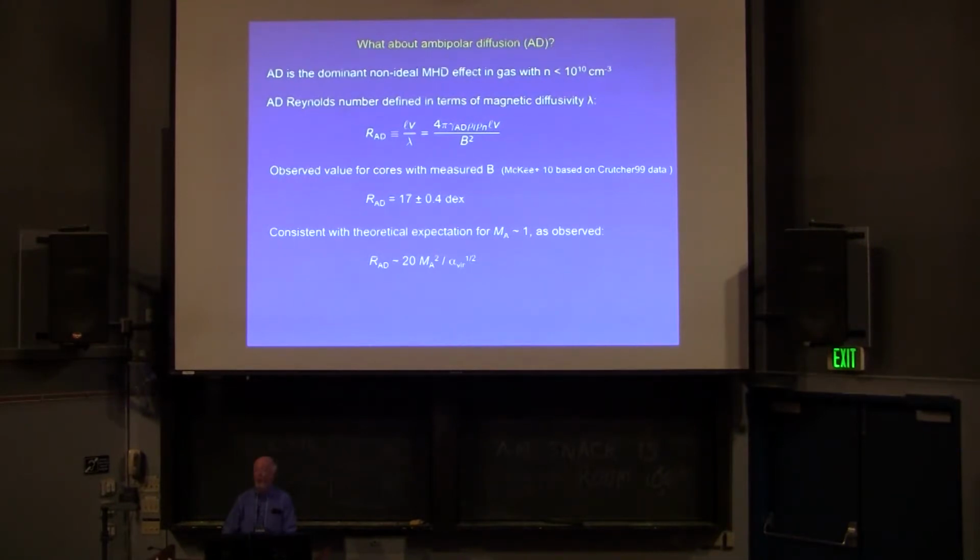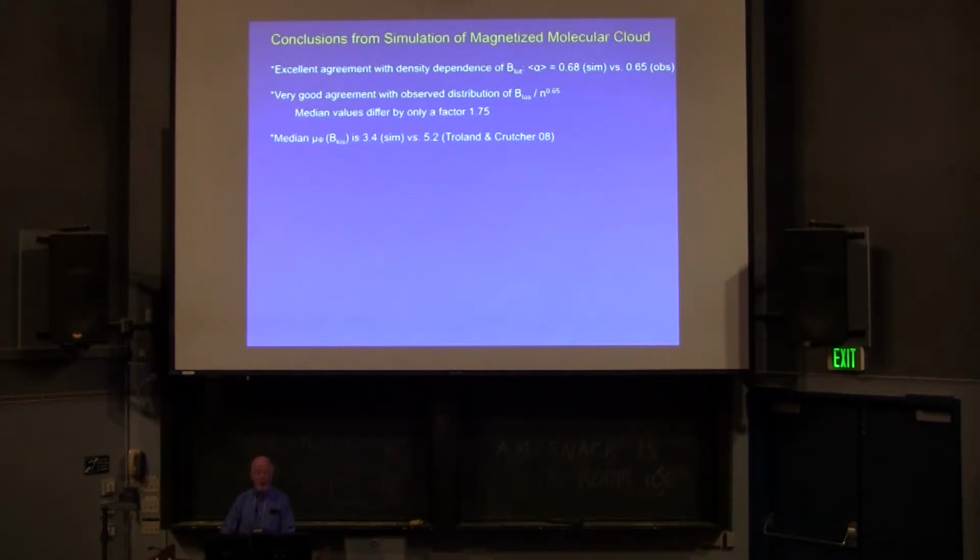If you work out what you expect theoretically, you can calculate that you expect to get about 20 times the square of the alpha and Mach number divided by the square root of the virial parameter. Both of these numbers are observed to be about 1, bordering on unity. So the observed values are consistent with the theoretical expectation. So they expect that ambipolar diffusion is going to be dominant on length scales which are smaller than the observed length scale L by this ambipolar diffusion Reynolds number. In other words, once you get down to 5% of the length scale or so, then ambipolar diffusion is going to be dominant.